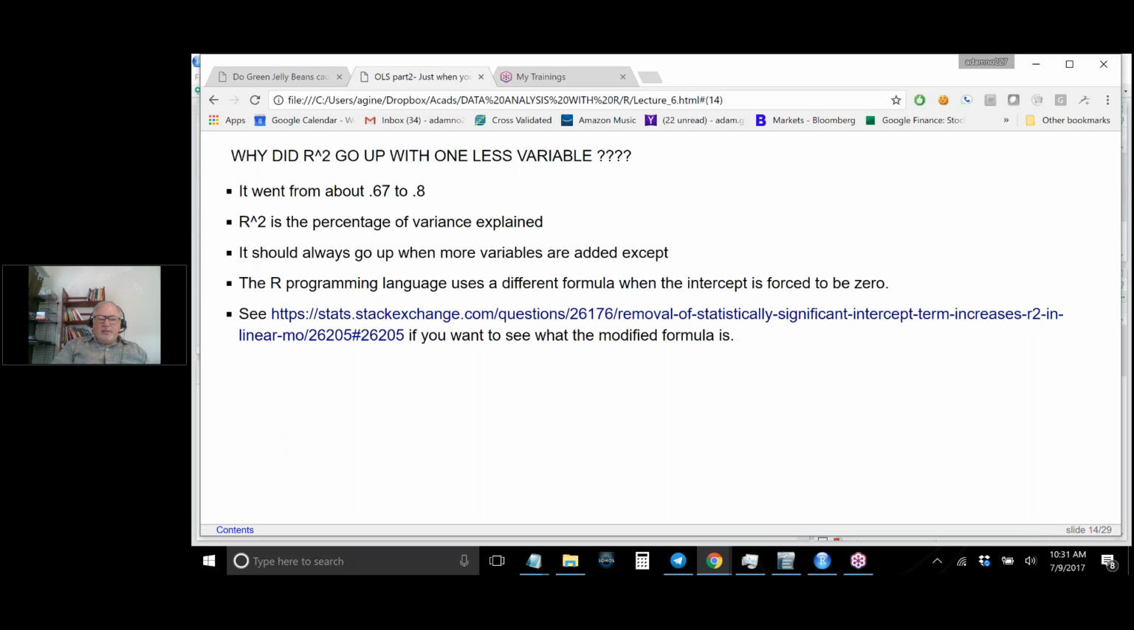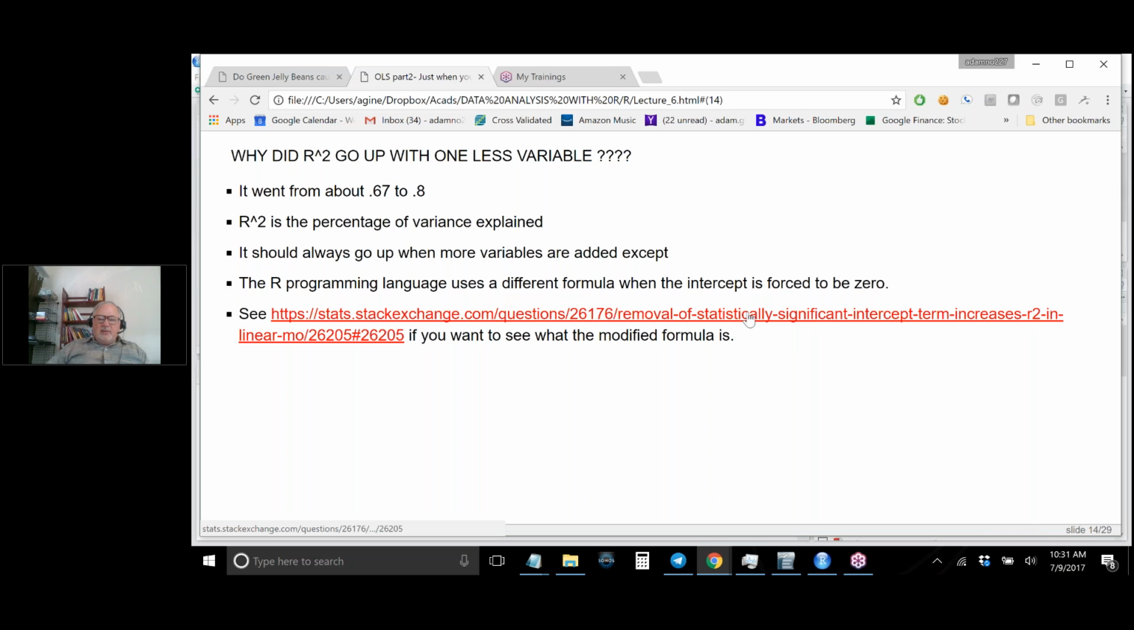Okay, so this is an important little thing you need to know about. Usually the variance is related to how much the data differs from the mean. If you throw out the mean, it has to use a different formula. So it's always true that r squared will go up when you add more variables, and r squared will go down if you take away variables, except when you get rid of the intercept. And the reason is because when you tell it no intercept, the linear model function uses a different formula. So it's calculating something different.